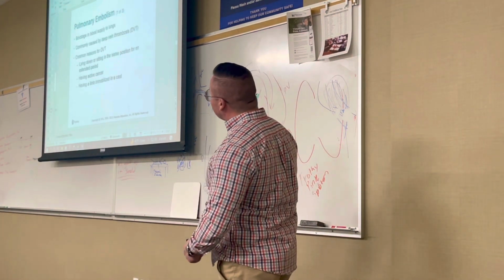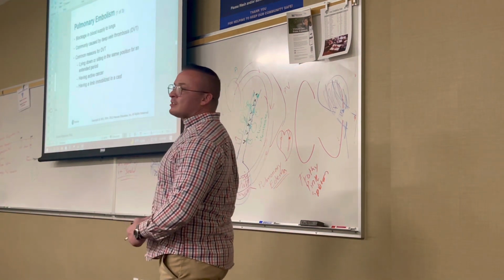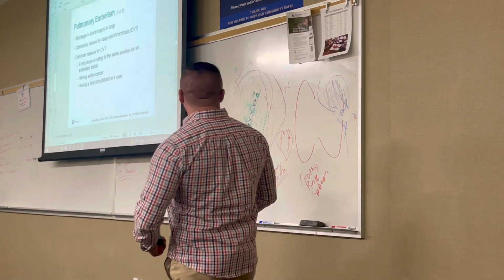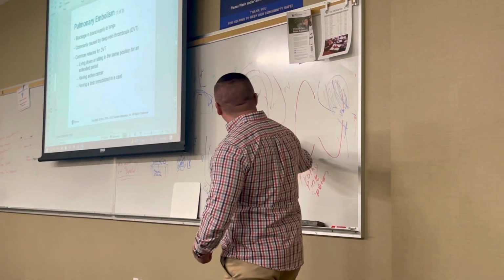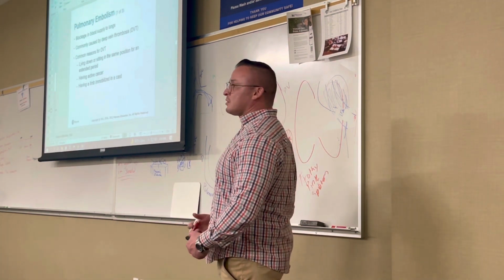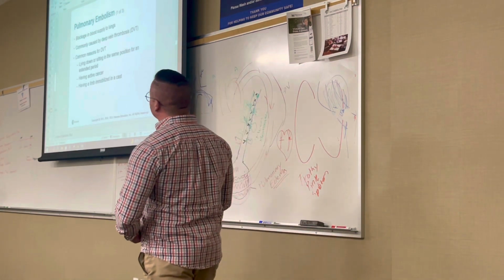So embolism is a general term for anything that causes an obstruction. So an air bubble could be an obstruction. A blood clot could be an obstruction. Fat and platelets can be an embolism. So it's what's causing the obstruction. That's what it's a general term for, whatever is causing the actual obstruction.